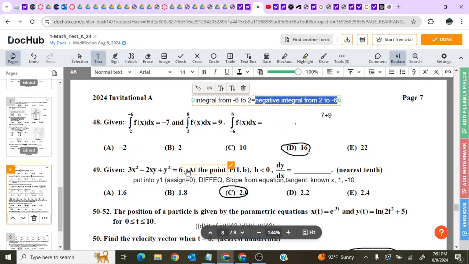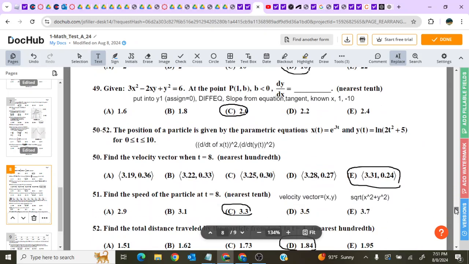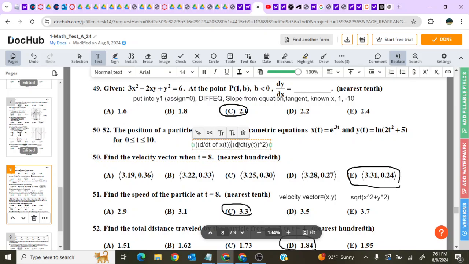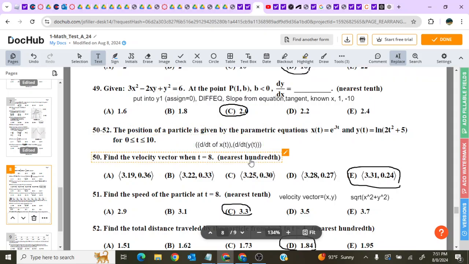And then 50 to 52, the position of the particle is given by the parametric equations, that and that. What is the velocity vector? Well, velocity is the derivative of position. So take the derivative of both of these equations and plug in 8, and then that will get you the velocity. No, you don't have to square these. Sorry for some writing errors. You don't have to square those things. You just get the value you need.